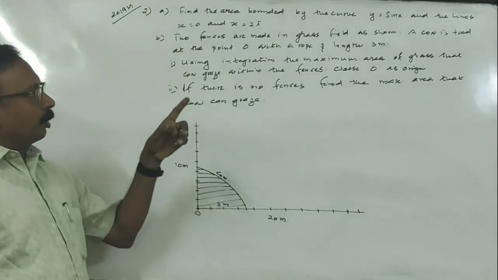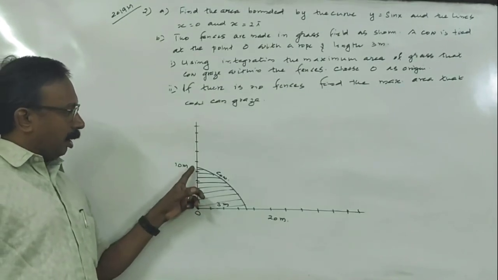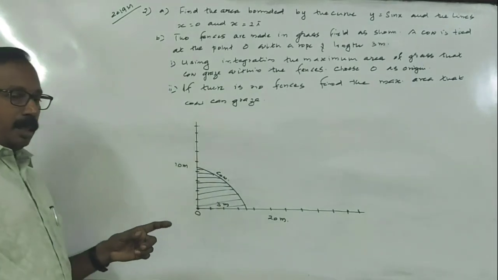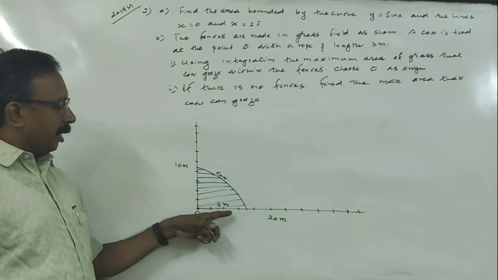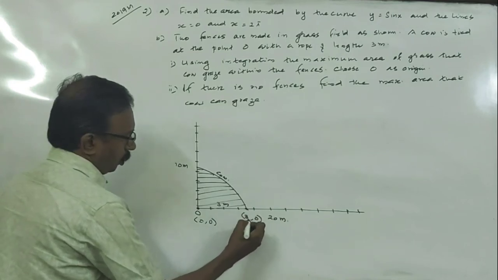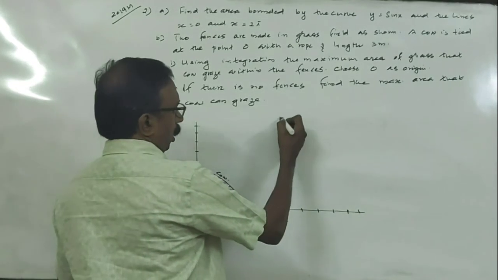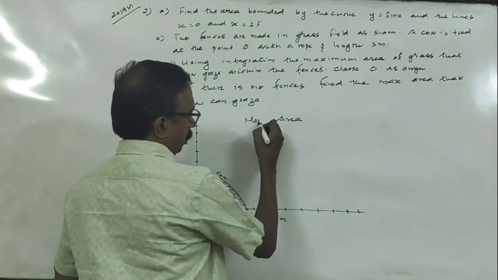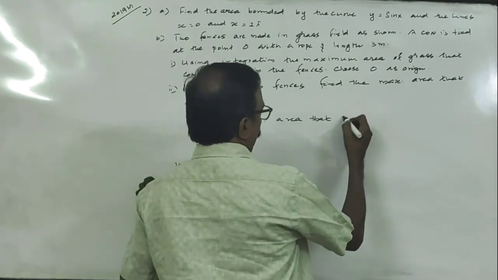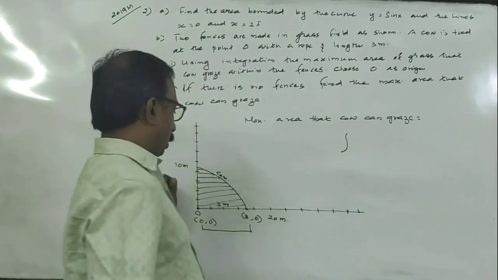Since the cow is tied at the point O with a rope of length 3 meter, it can graze up to this shaded area, isn't it? Here O is (0, 0) and this point is (3, 0). So we get the limits 0 to 3. Therefore, the maximum area that the cow can graze is equal to integral 0 to 3.